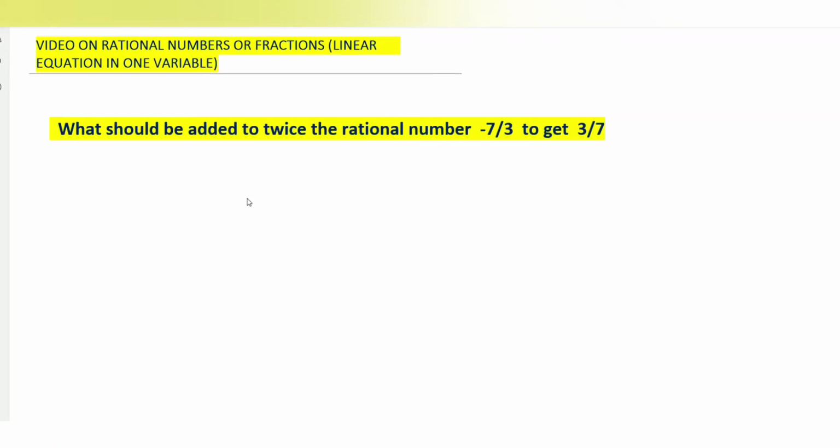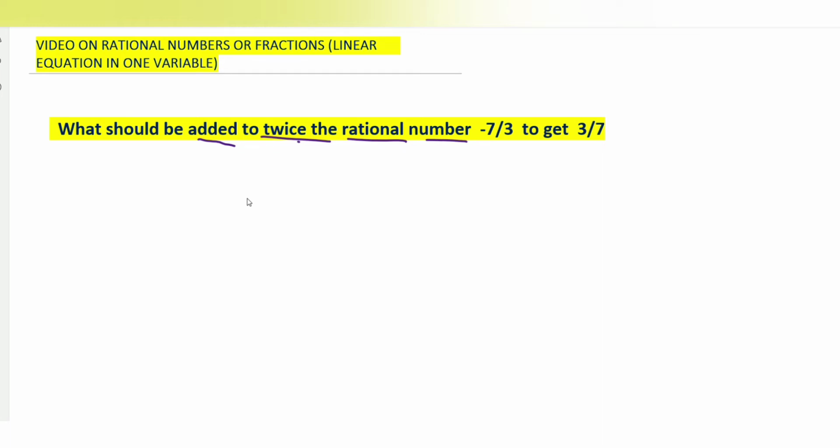Hi everyone, let's discuss the topic on rational numbers. This is again a part of linear equations in one variable. So what is asked here? What should be added to twice the rational number? And what is that rational number? Minus of 7 upon 3.